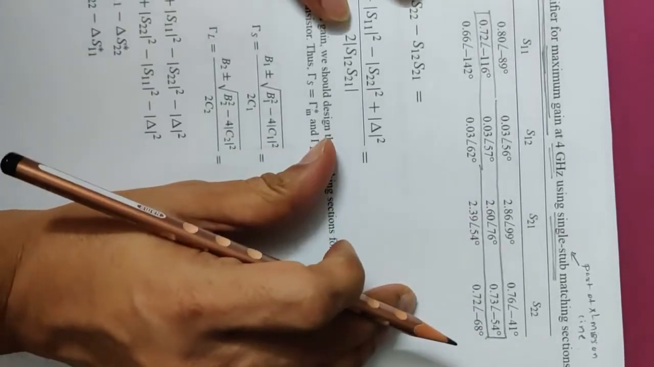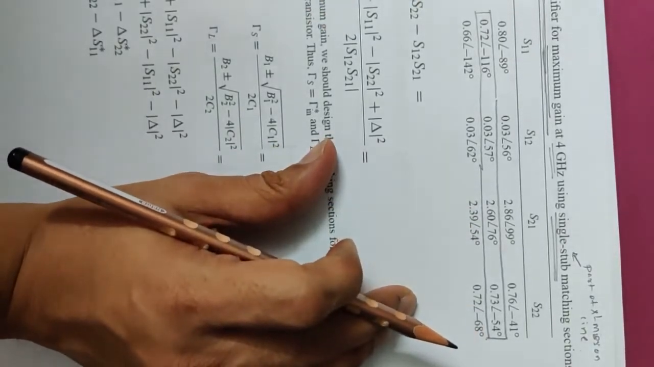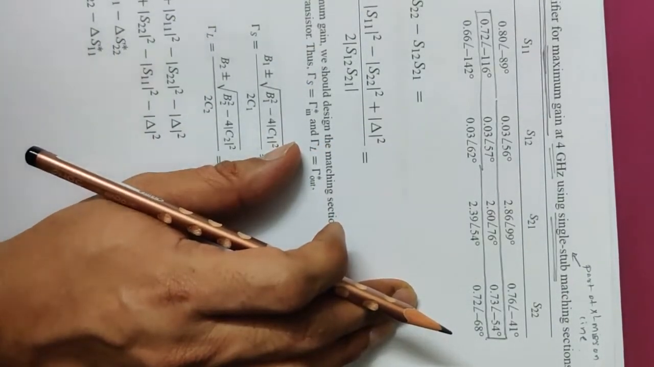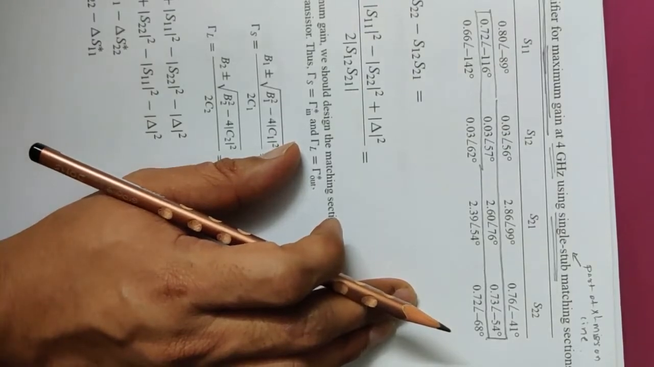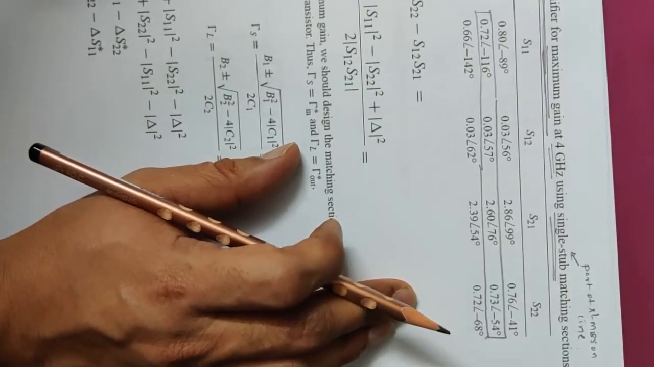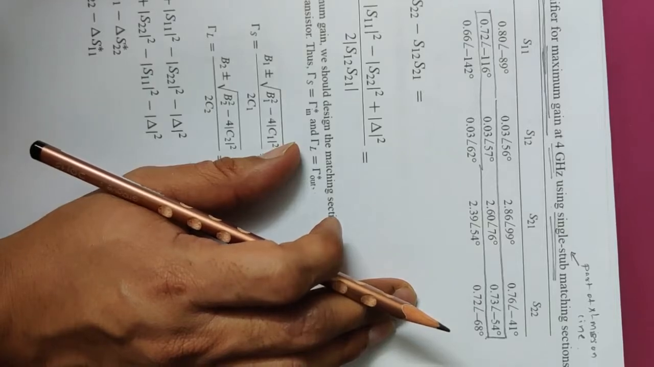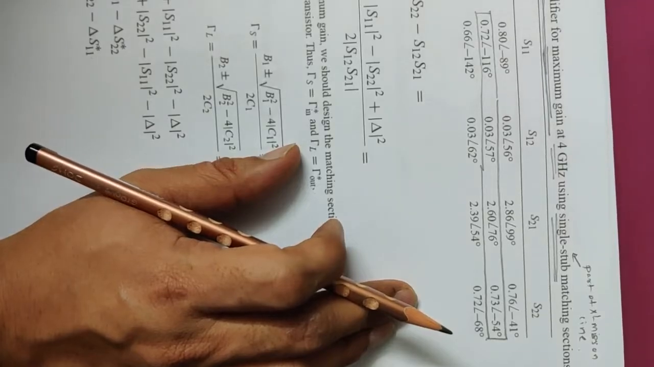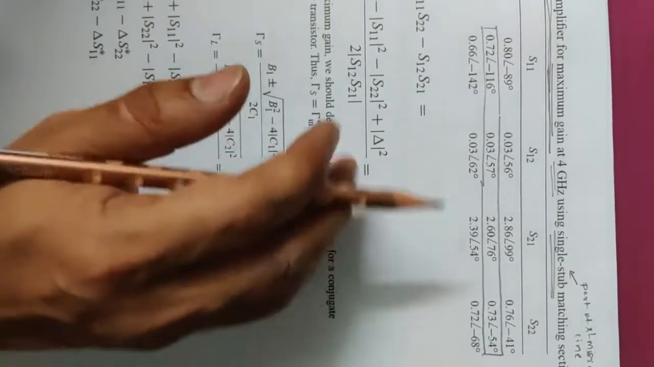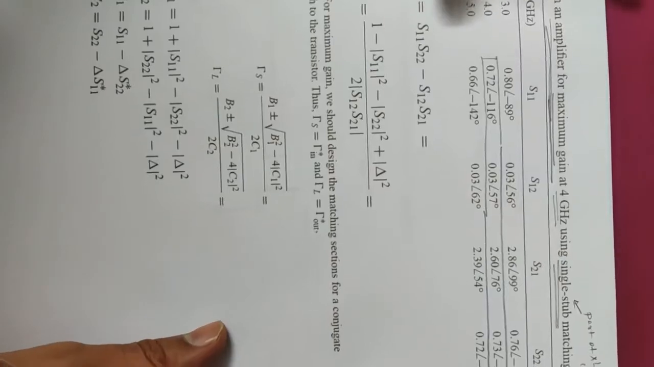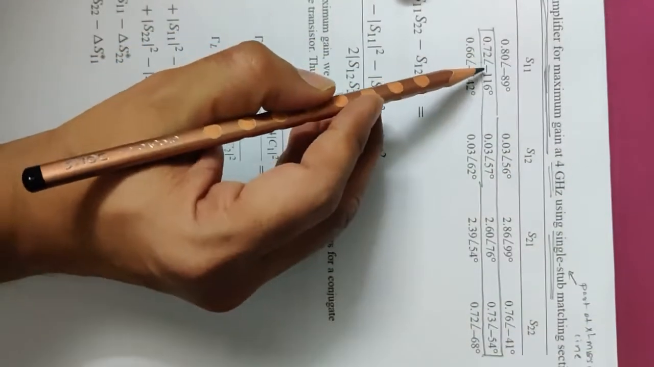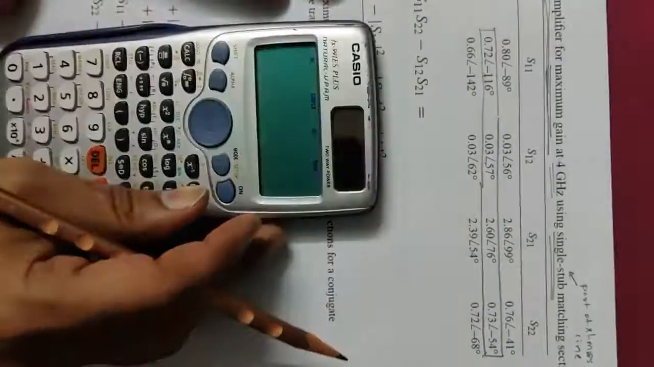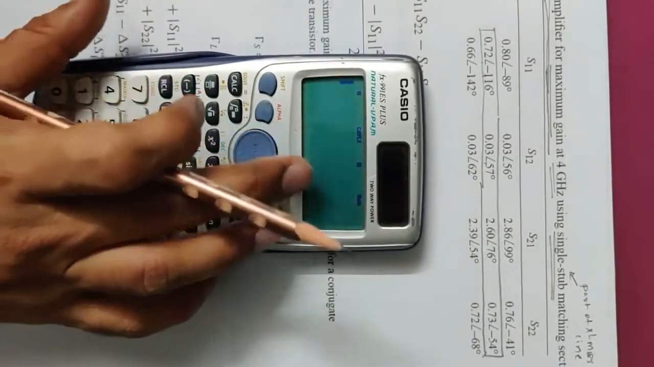So first of all, we have to check the stability of the amplifier, and for that the well-known test is there, that is K delta test. If the K delta test is satisfied, then the transistor is unconditionally stable. Otherwise, we have to plot the stability circle, and then we have to select the gamma S and gamma L. So first I will be going for the K delta test, and I will be storing these S parameters as A, B, C and D. Ensure that your calculator is in complex and degree mode.